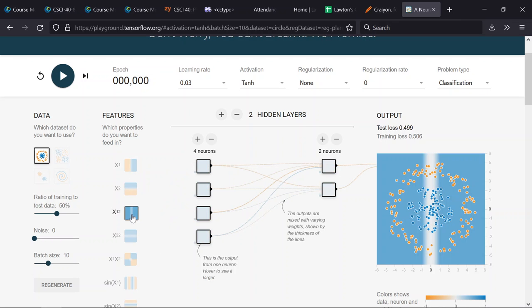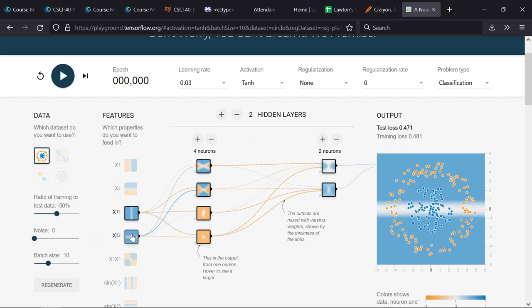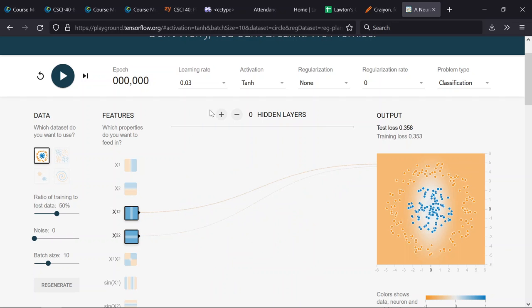Here is the y squared feature. It'll just learn a circle. I don't even need any hidden layers. Play. It learns a perfect circle from that. And loss means how bad it was on the test data. It does it perfectly. Isn't that nice? So if you think about your data, you can eventually come up with the right answer.